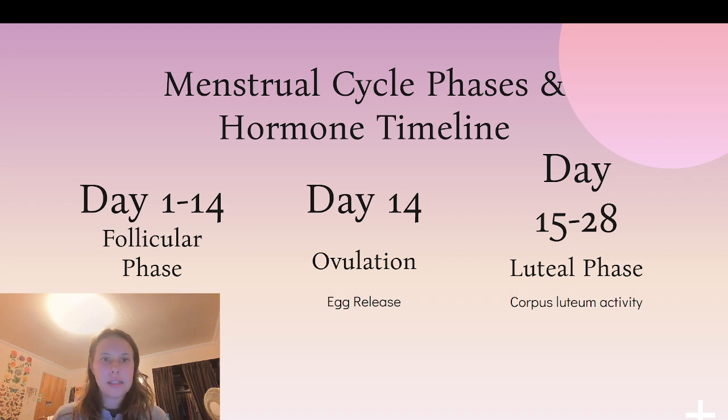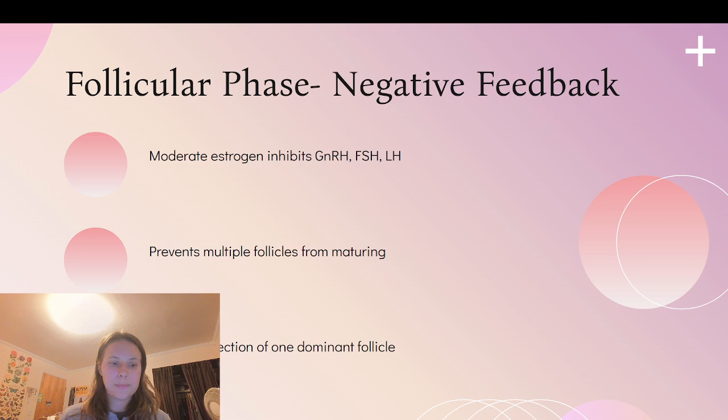The menstrual cycle is divided into 3 phases: the follicular phase, ovulation, and the luteal phase. During the follicular phase, FSH promotes the growth of ovarian follicles. Around day 14, a surge in LH triggers ovulation, the release of an egg. In the luteal phase, the corpus luteum forms and secretes progesterone to prepare the uterus for possible implantation. Hormone levels rise and fall in a coordinated pattern, driven by feedback loops between the brain and ovaries.